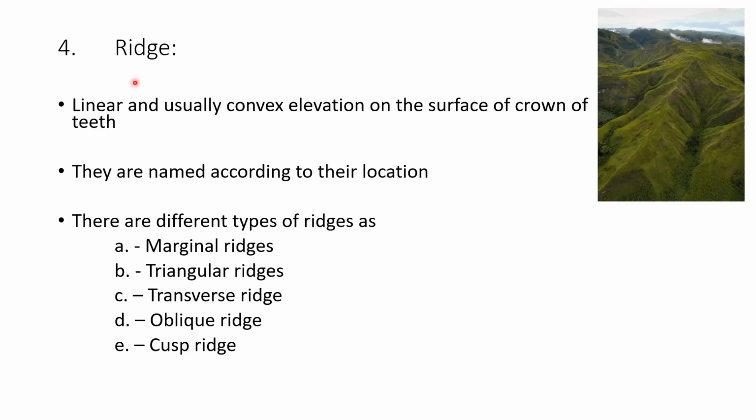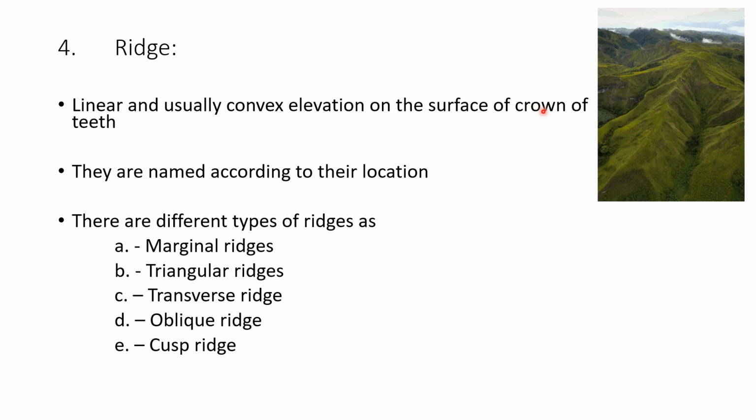Then coming to the ridge. What is a ridge? A ridge is usually a linear elevation. You can make it out on the mountain here. They are linear and usually convex elevations. This is convex because there are depressions on either side. So this is a convex elevation, but in linear form. You can make out the line here.